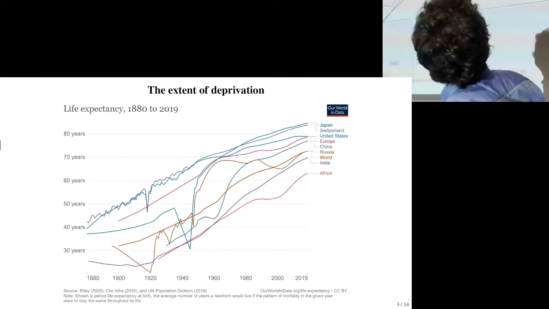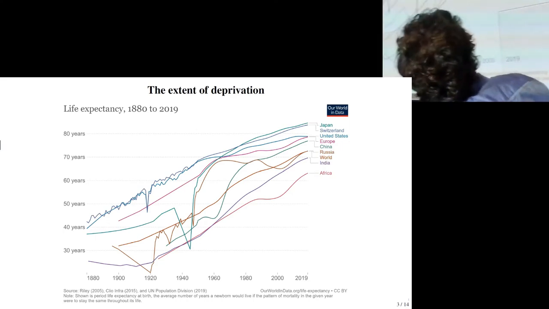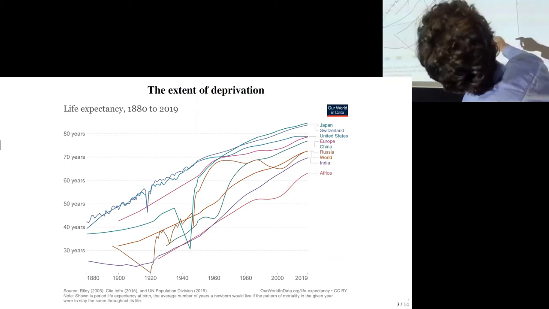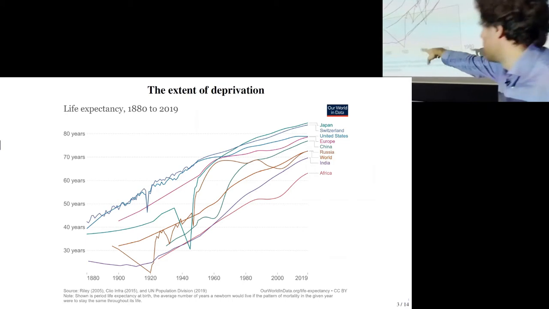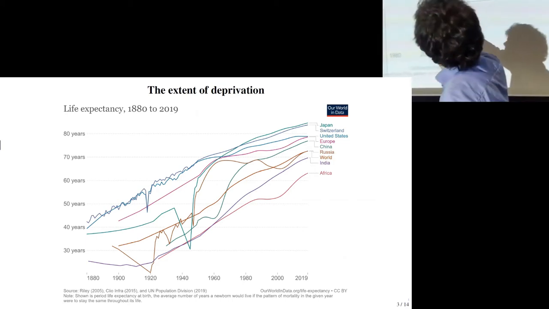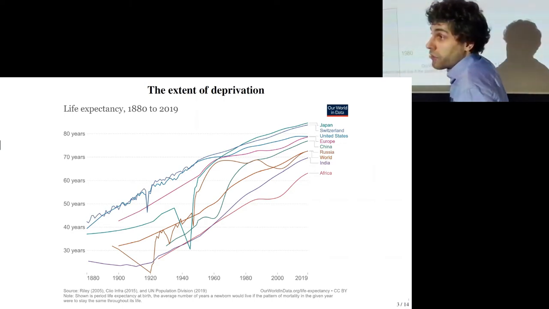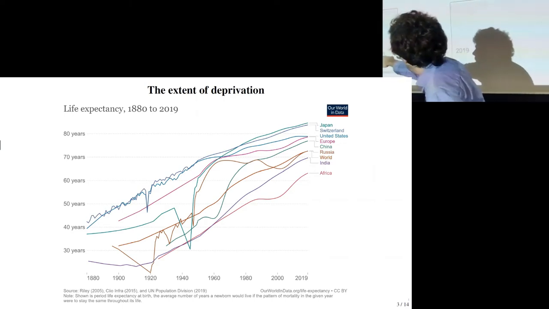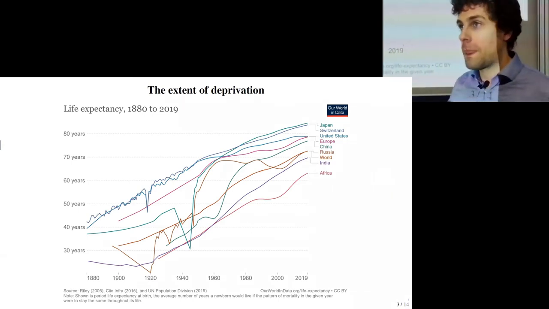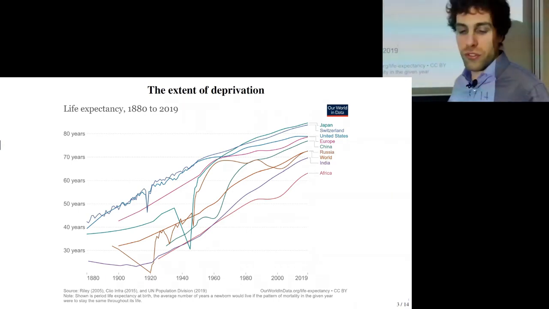You have also, which one is it? In Russia, it decreased a lot during the First World War. You see in Russia that life expectancy decreased after the fall of the Soviet Union and stagnated for 30 years. Now it's rebounding again. I mean, the COVID pandemic, I'm not sure.